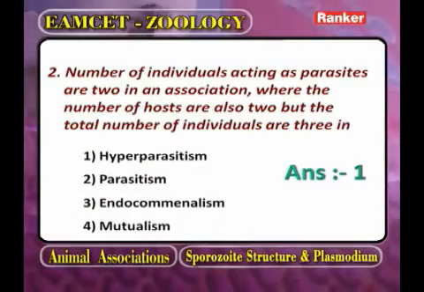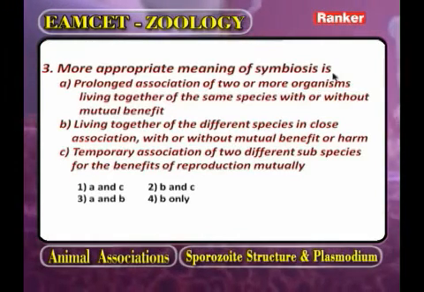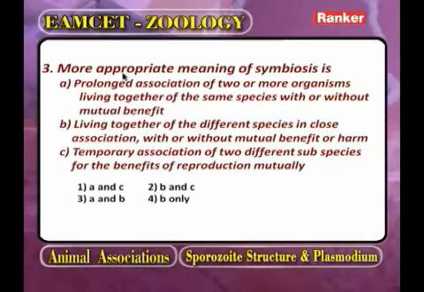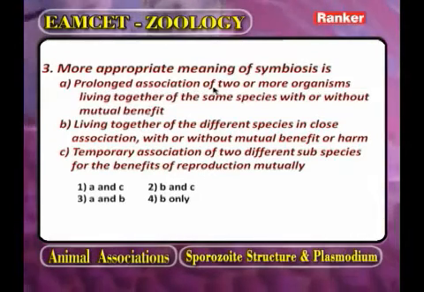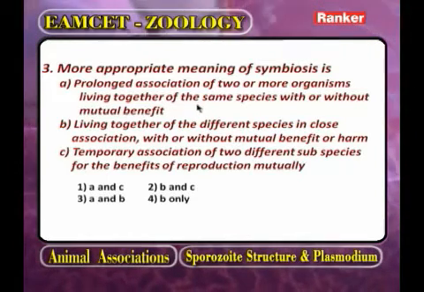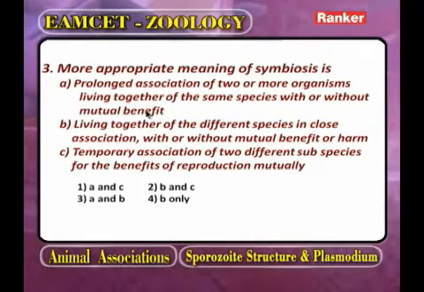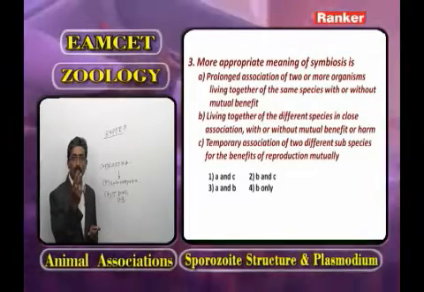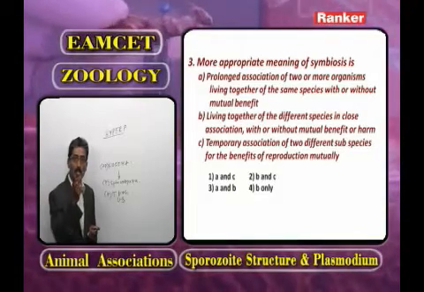Now we go for the next question. More appropriate meaning of symbiosis. And what is the first statement? Symbiosis is a prolonged association of two or more organisms living together of the same species with or without mutual benefit. We have a good idea regarding association. In order to explain an association, we require a minimum of two organisms, and the two organisms must belong to two different species.